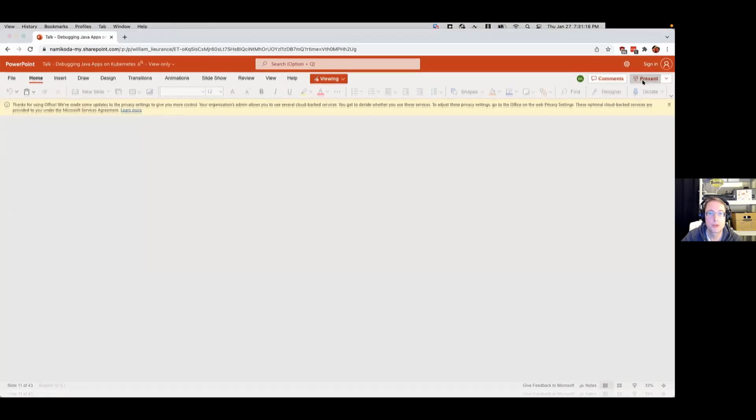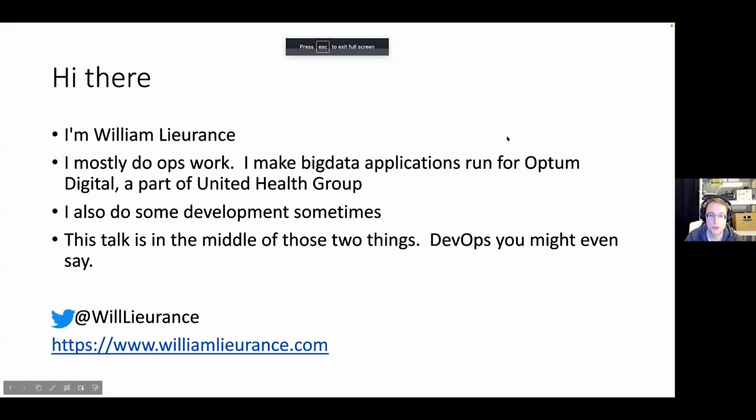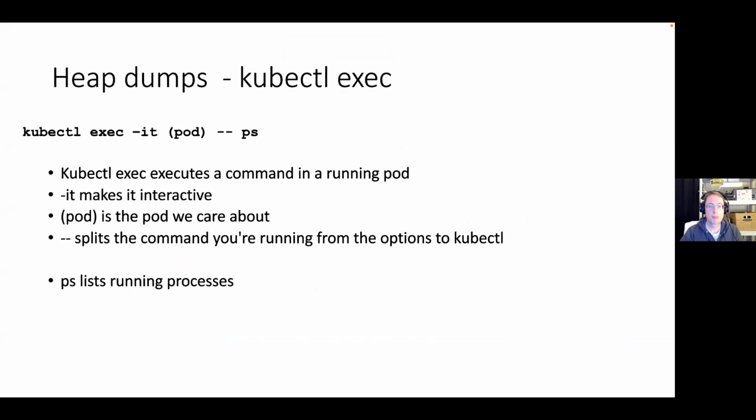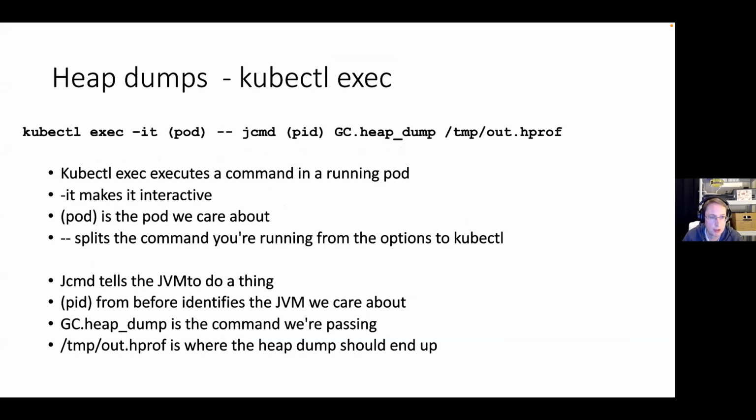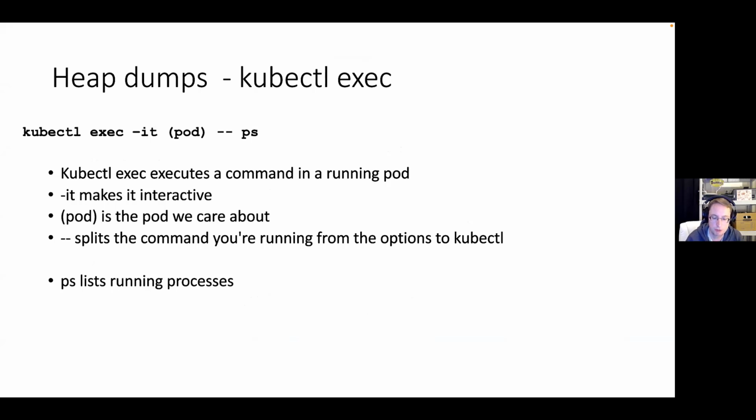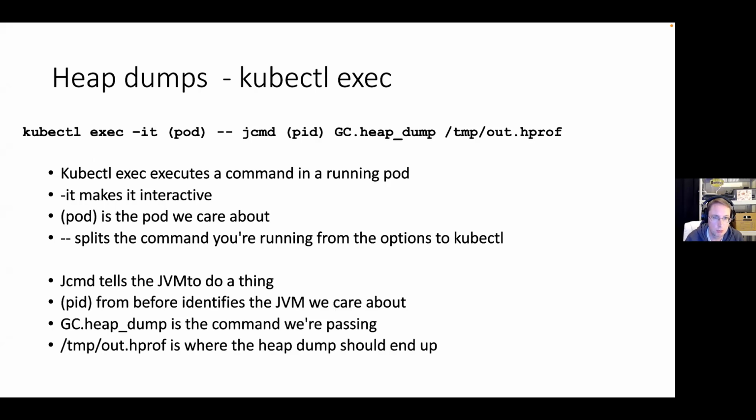So if I go back to present, of course it starts over. Okay, so that worked. And here's exactly what we said. We said kubectl, which says, please run this. -it makes it interactive. We can talk a little bit about what that actually does under the covers if you really want. Pod is the one that we care about. That split the commands. And ps, and that's awesome. That's a great start. So how can we use that to make a heap dump, to do something interesting? Well, we can use the same notion. And instead of just passing ps and saying, show me the list of processes and their IDs, I want to actually execute something kind of fun.